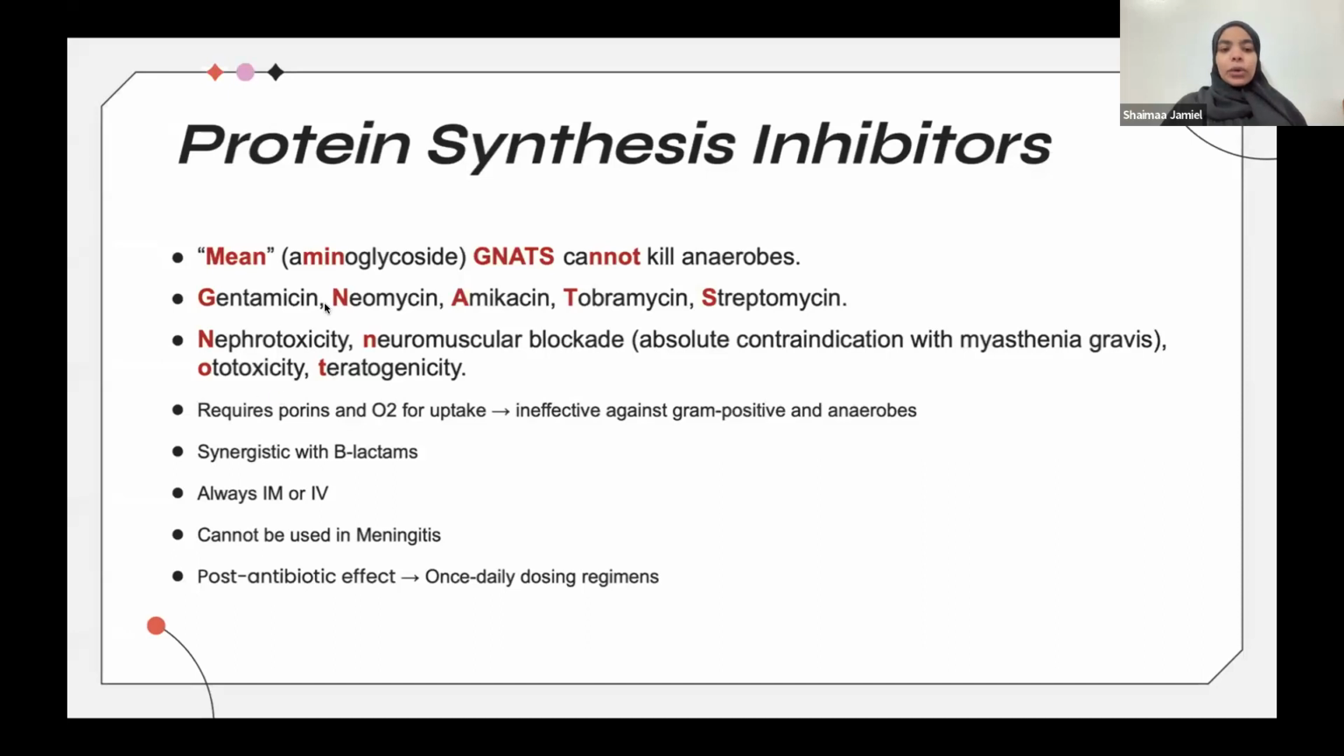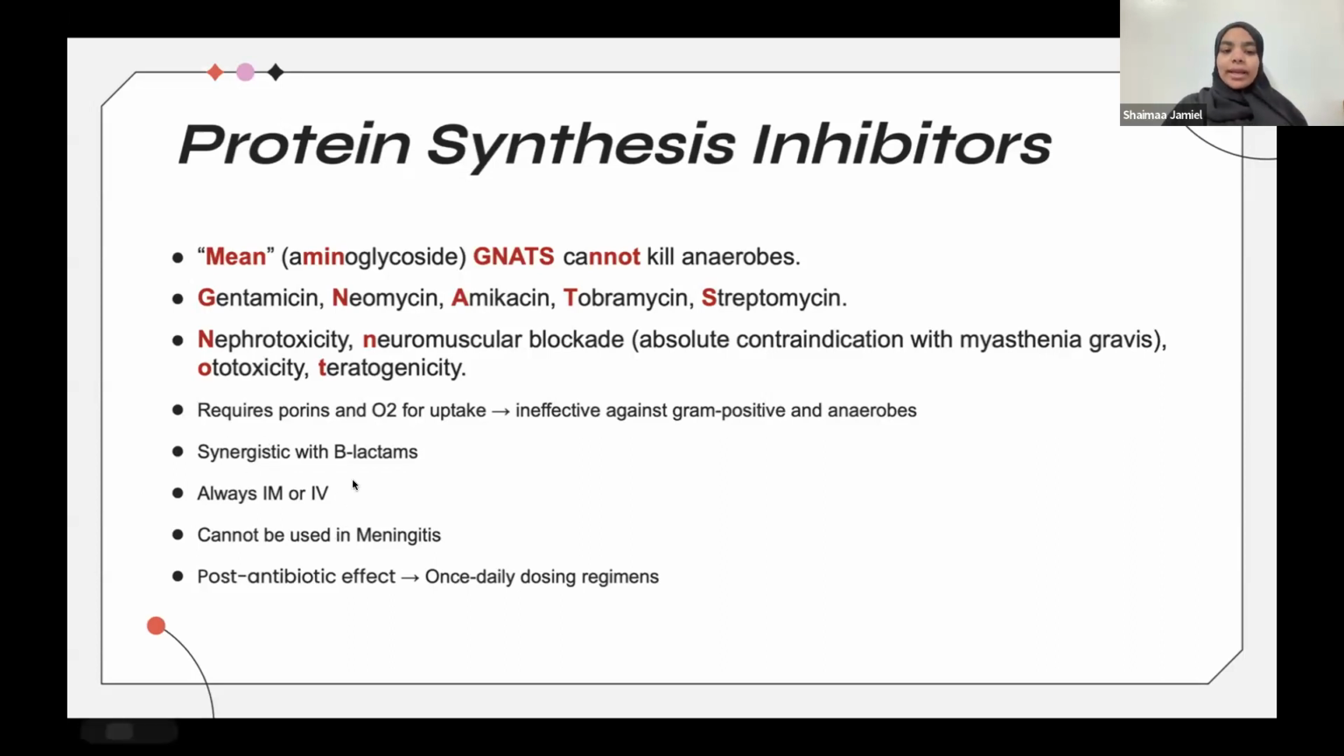And why is that? So aminoglycosides require porins, which are present in which type of bacteria? They're present in the gram-negative bacteria, right? So they can only kill gram-negative bacteria because they can only enter there. And also they need oxygen for the uptake. So they cannot work against anaerobes because anaerobes will not use oxygen. So basically, aminoglycosides are kind of ineffective against gram-positive because there are no porins, and against anaerobes. And they have better, synergistic effects if given with beta-lactams, okay?